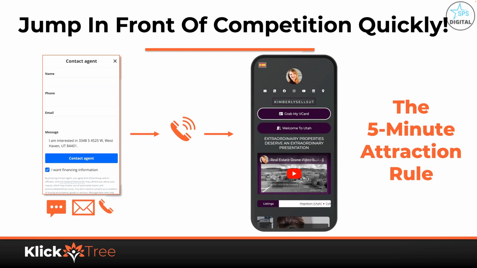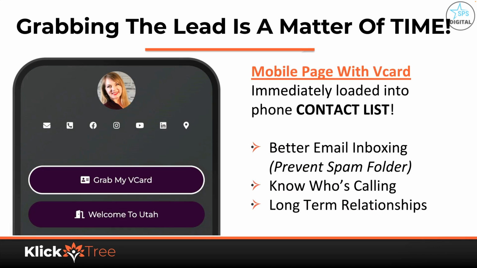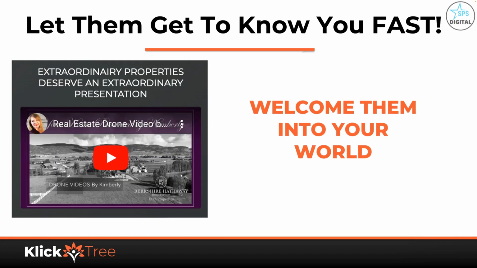I get called regularly here in the US, and it's all these spam calls. So whenever I see a phone number, I don't even pick up. So that's the experience of everyone else. So it's very important that they see a name with the number. All right. The mobile page with the V card is immediately loaded into their phones, into their contact list, which has better inboxing, has caller ID, and builds that relationship fast.